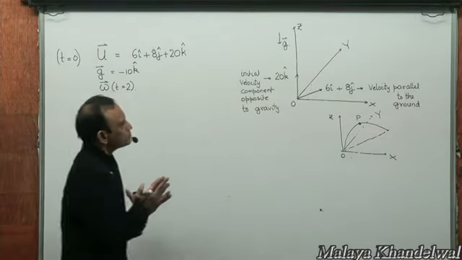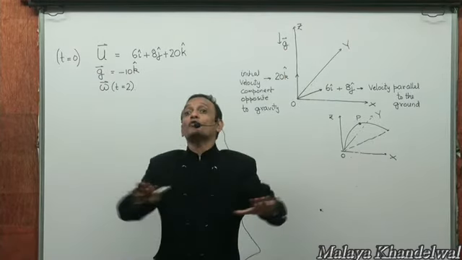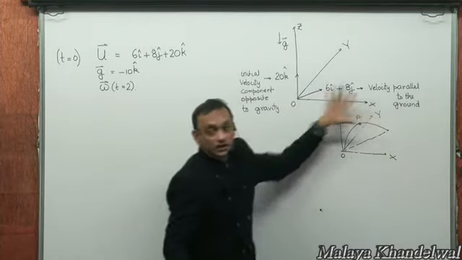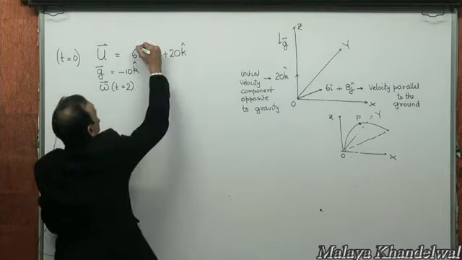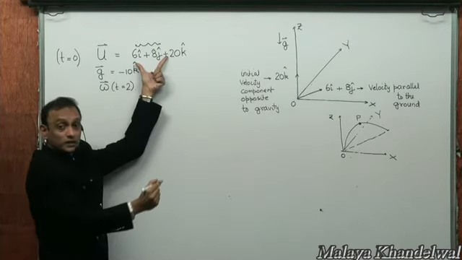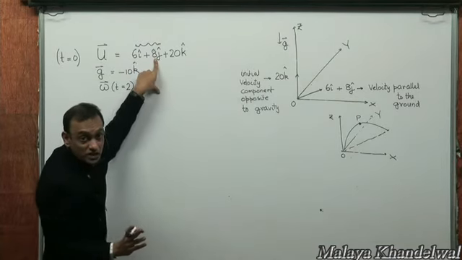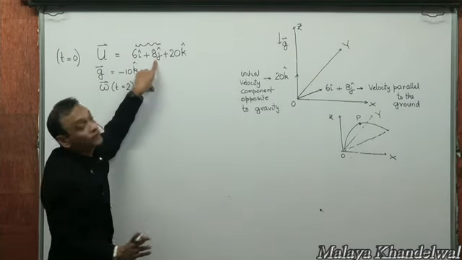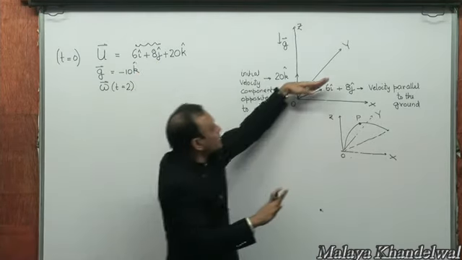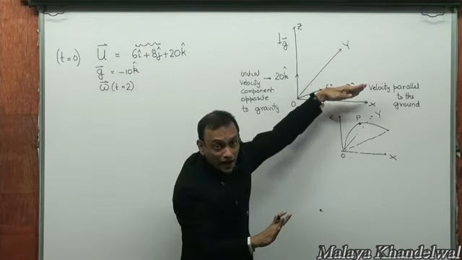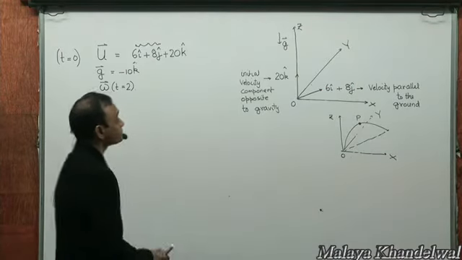Realize that if the vertical direction is gravity, the ground is the xy plane. And the velocity component of the particle parallel to the ground, which is the xy plane, will remain unaltered because it's perpendicular to the z direction, and therefore gravity will have no influence on the velocity parallel to the xy plane. So 6i cap plus 8j cap, the initial velocity component parallel to the ground, is going to remain unaltered, right?